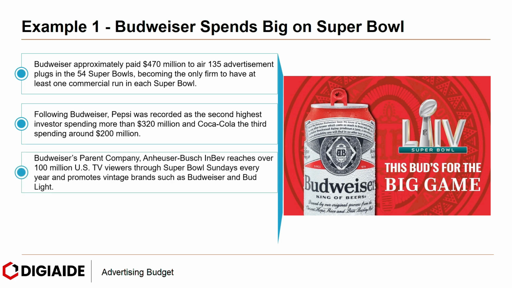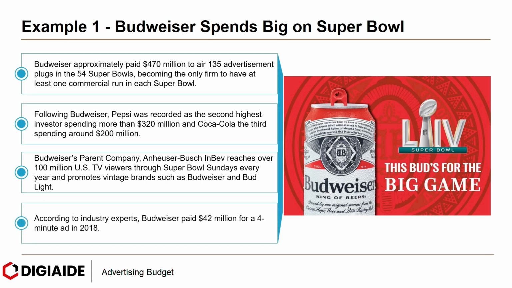Budweiser's parent company, Anheuser-Busch, reaches over 100 million US TV viewers through Super Bowl Sundays every year and promotes vintage brands such as Budweiser and Bud Light. According to industry experts, Budweiser paid $42 million for a 4-minute ad in 2018.